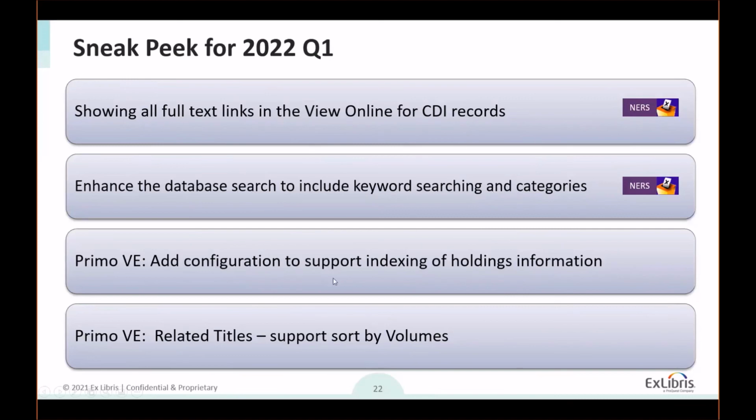In Primo VE, we're going to add a configuration to index more holding information. You will be able to define which holding fields you want to index. We are also going to enhance the related titles that we display, supporting the sort. We released a way to show related titles for series, for instance. We are now going to support the way it is displayed in the full records, hopefully by volumes. It depends; this is currently in the analysis phase.